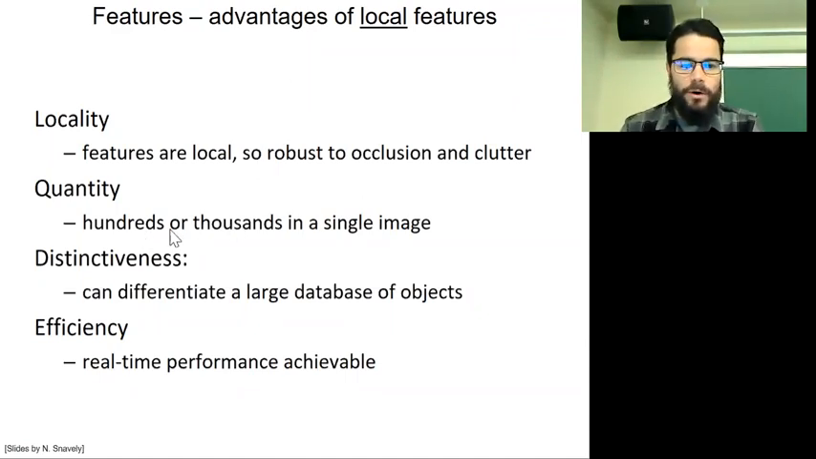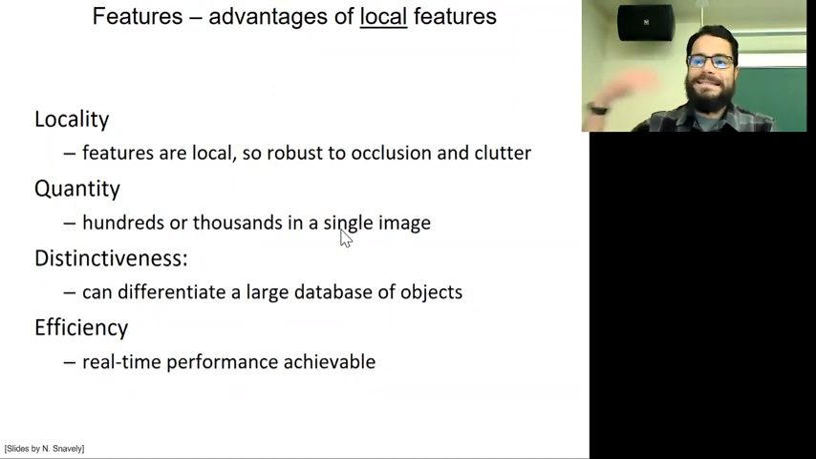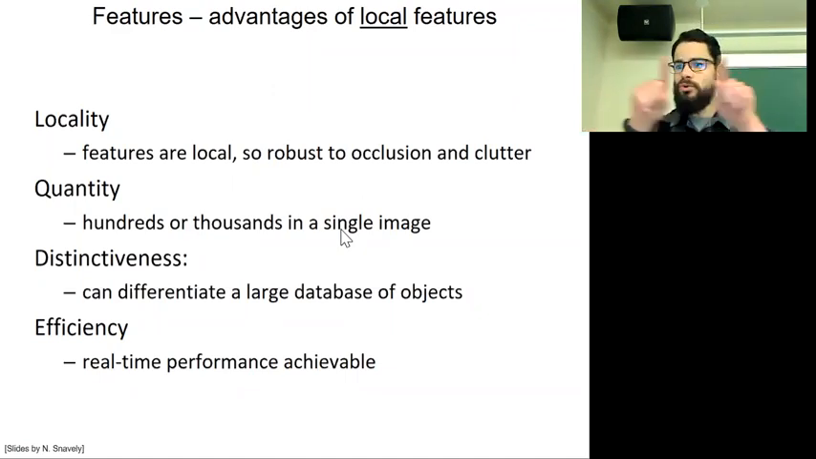Quantity: hundreds or thousands in a single image. So instead of working with 10,000 features for an image that is super small, 100 by 100, we reduce the total number of features to just a couple of hundreds or maybe thousands of features per image. Distinctiveness: using these local features, we can differentiate a large data set of objects.